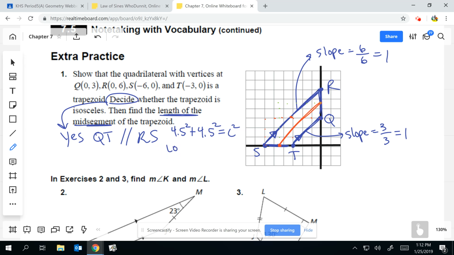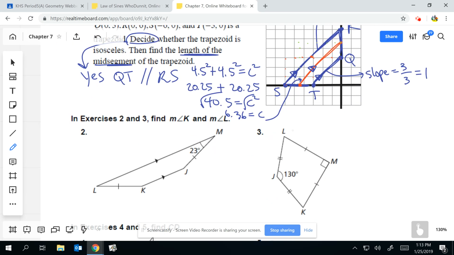So we're going to do 4.5 squared, which is 20.25. And 4.5 squared, you get 20.25 again. Add those together, you get 40.5. So you square root that, and you're going to get the length of your mid-segment. The square root of 40.5 is 6.36. That's going to be your red line right there. It's also going to have a slope of 1. Mid-segments are parallel, and they're halfway between the two bases.